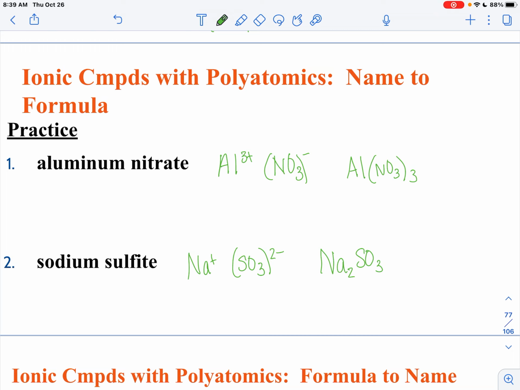So, a couple things I want to mention. This might look really weird when you have two subscripts. I get it, but that's exactly how it's supposed to be. Another thing, this is an example of a time where you don't need parentheses because the charge that we crisscrossed here was a 1. But if you did write it like this, that's also 100% correct.